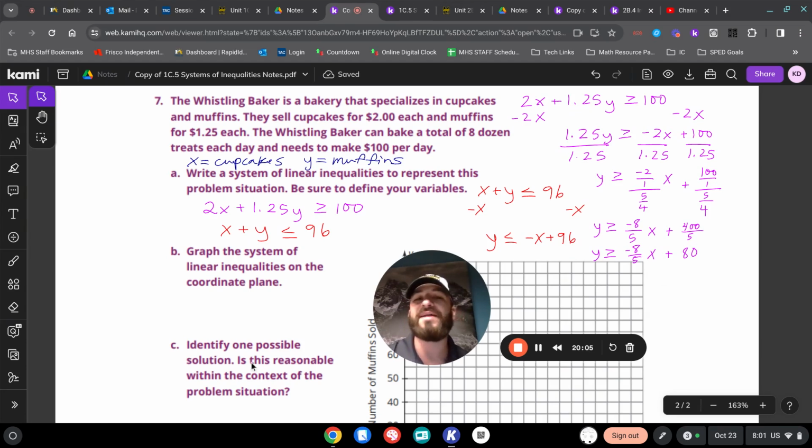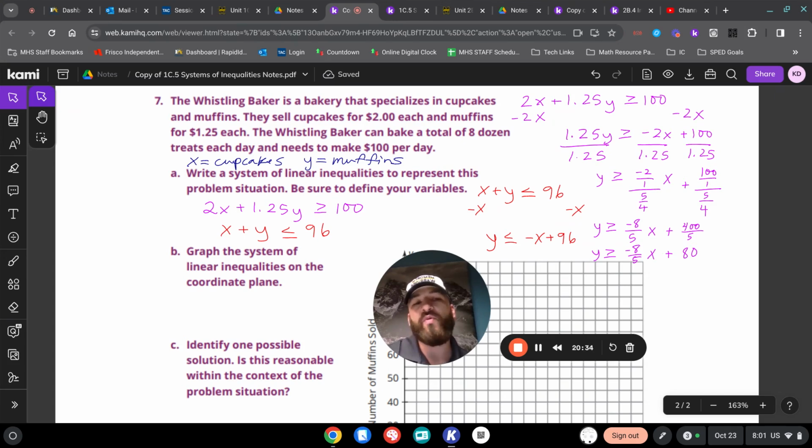First off, we want to get that 2x to the other side. So subtracting 2x from both sides, we get 1.25y is greater than or equal to negative 2x plus 100. Then I want to get that 1.25 to the other side, so I can divide everything by 1.25. Now, I don't know about you, but I don't know how to divide by 1.25. So I can convert everything to fractions. Makes it a little bit easier because remember, dividing by a fraction is the same as multiplying by the reciprocal.